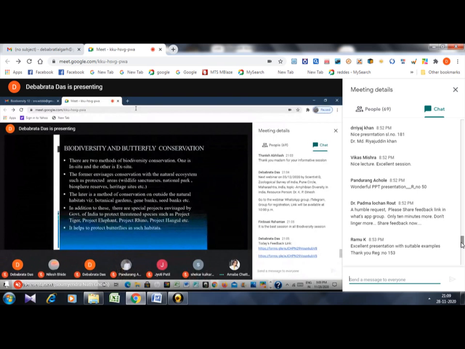And we know that if you have to protect a species, you have to protect its habitat. So you have to protect the butterfly's habitat. You cannot also kill a butterfly. In our area, I have seen many people who like to kill butterflies for fun. But you cannot do that. It's an illegal act. There are many conservation rules.